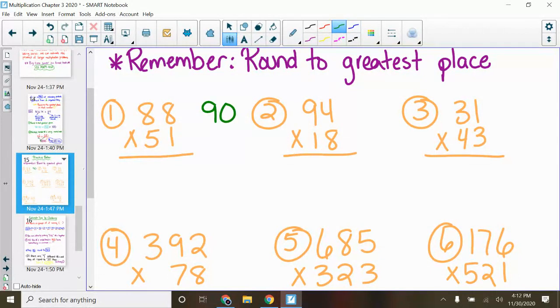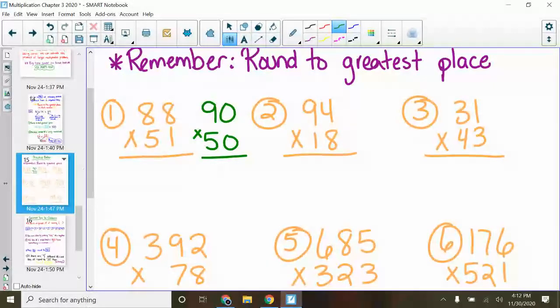Okay, now let's do the same thing with our 51. If I look at the 51, the greatest place is the 5. The number next door is not 5 or more, so that means my 51 is actually going to stay, or round, to a 50.